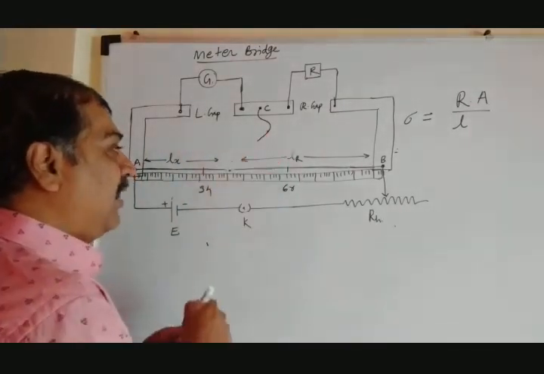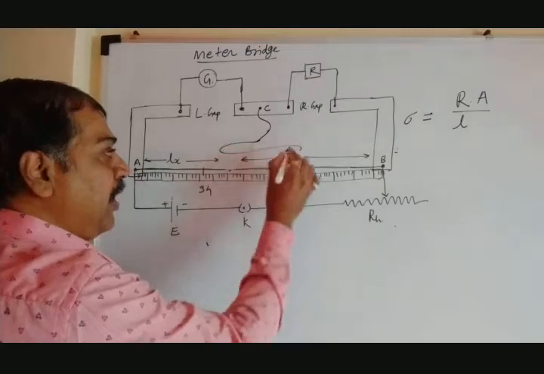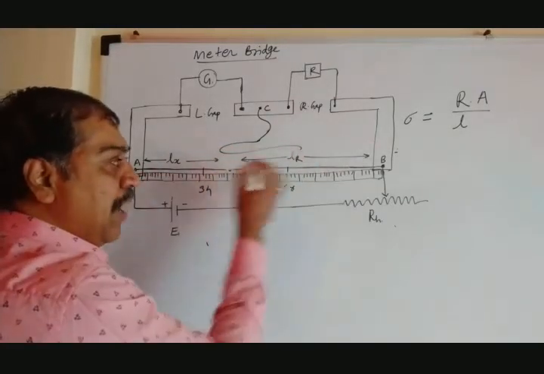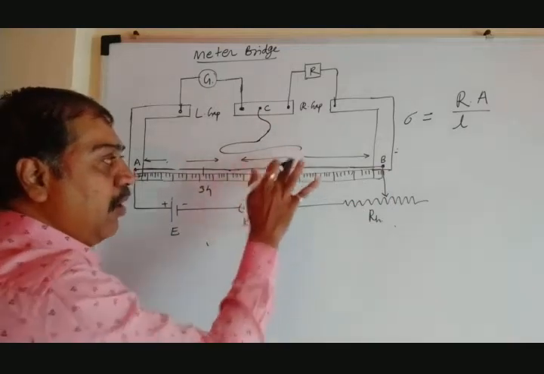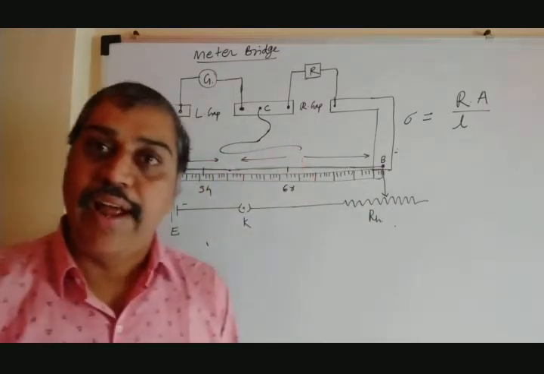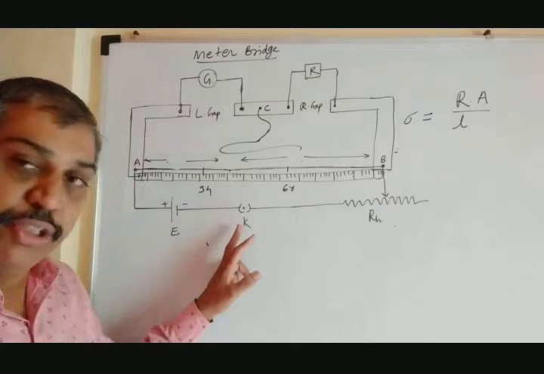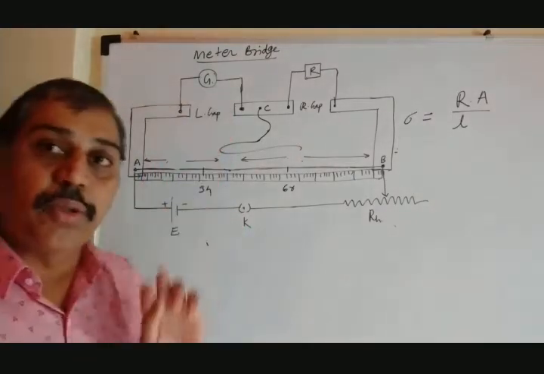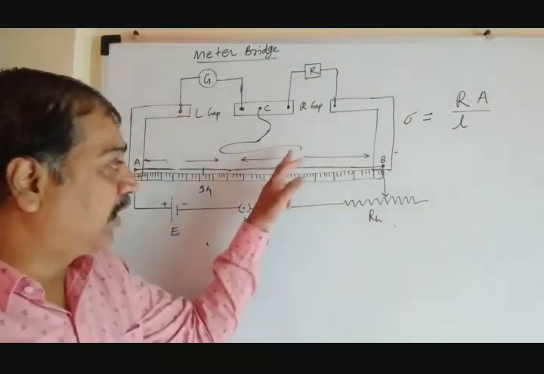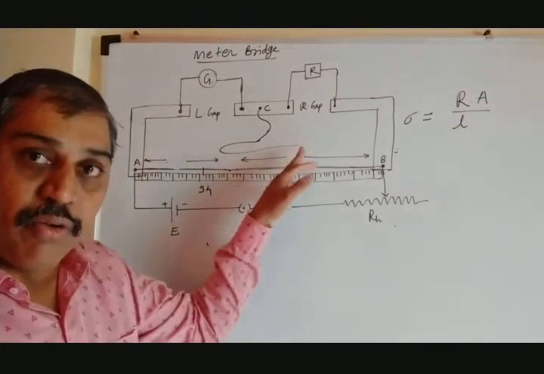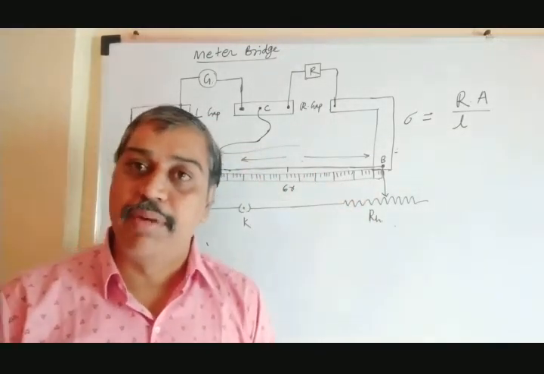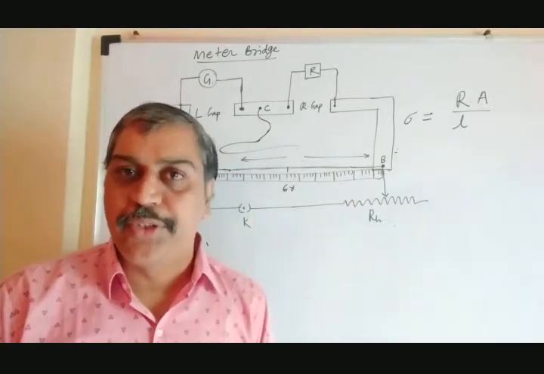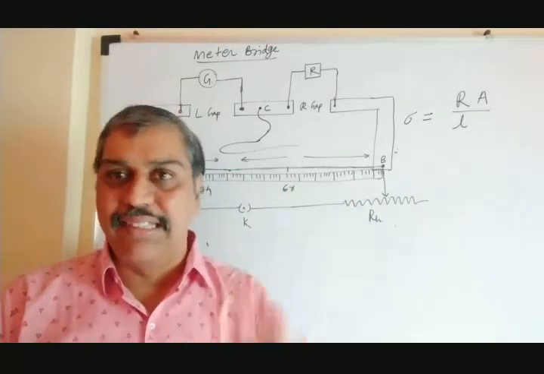Initially, this point we don't know where it is. Just put it outside. Suppose this is the wire, we can move it along this part A to B by using the jockey. Now initially what will occur? When we switch on the key, this galvanometer shows some deflection without touching the jockey. We have not touched it to any part of the wire AB. Still the galvanometer shows some deflection.